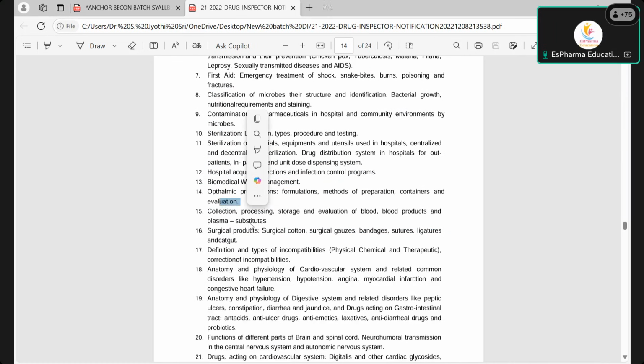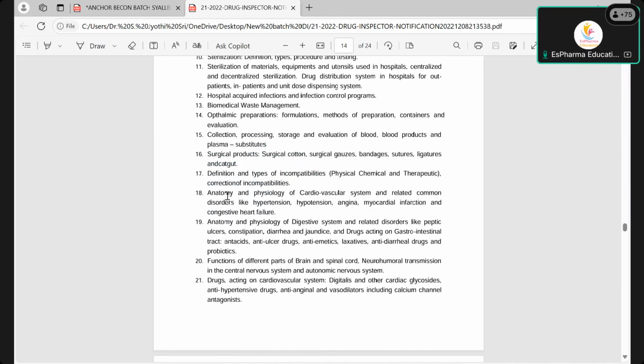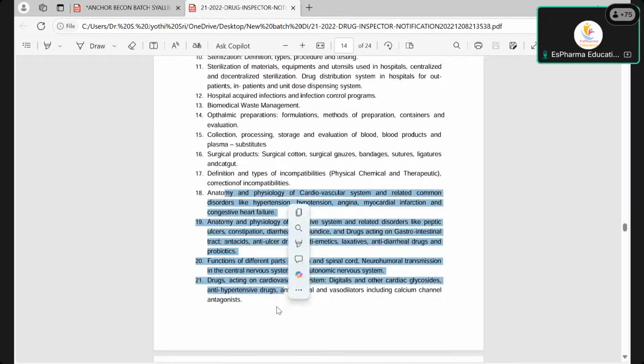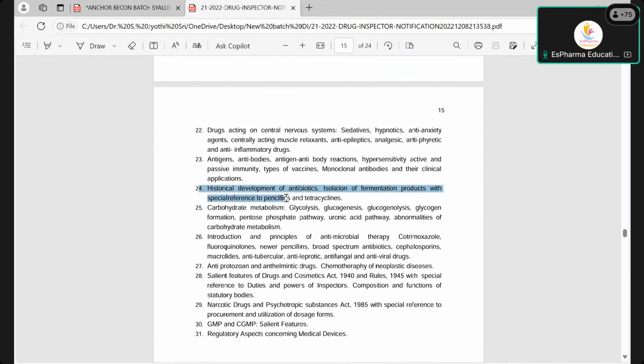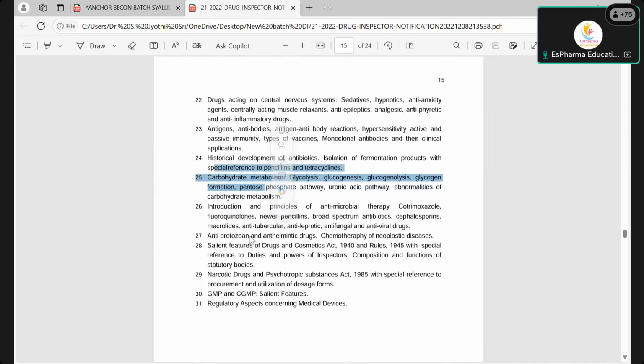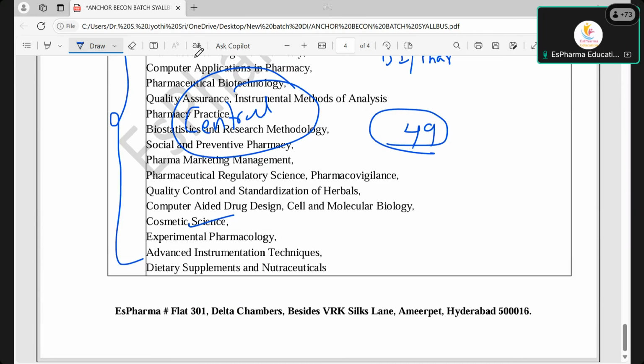Ophthalmic comes under dosage forms, blood and blood related products, surgical dressings, incompatibilities, see anatomy and physiology. This is the entire about pharmacology. Okay, historical development of antibiotics, carbohydrate metabolism, and this also again chemistry, and these are like subjects of jurisprudence. These are like GMP and GCP and medical devices. This also I kept. Okay, so this is all about syllabus discussion.